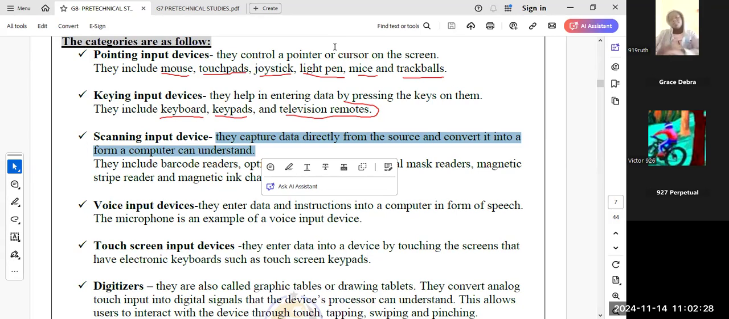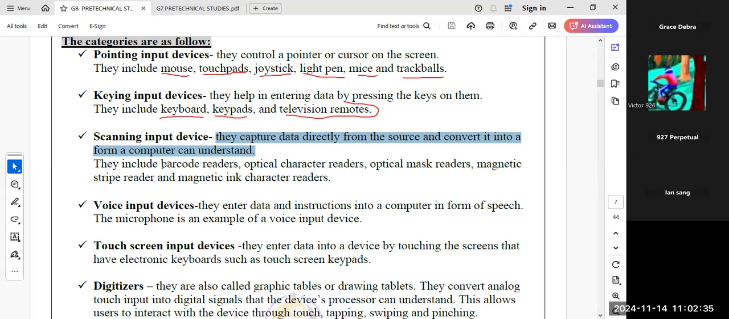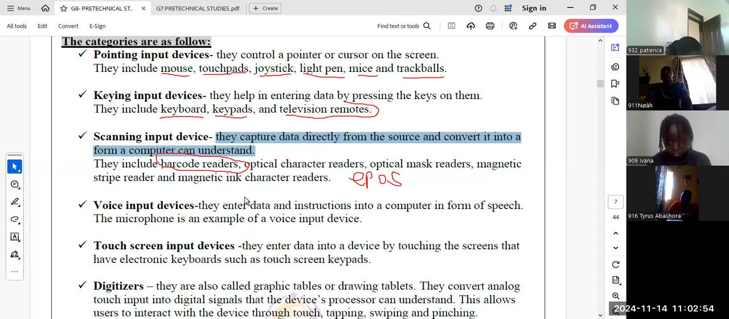We have examples of this group like the barcode readers. When you are in a supermarket paying for your items, you have seen your items being scanned at the EPOS, electronic point of sale, where the cashier sits. They scan like tip, tip, tip as you get the prices. That one is barcode readers.